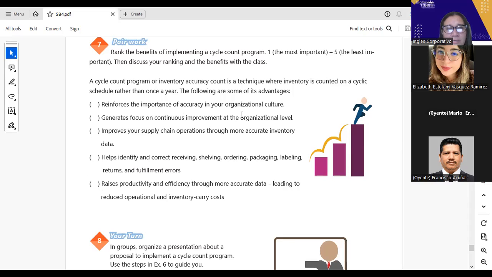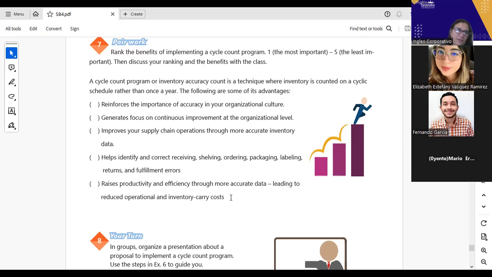Reinforce the importance of accuracy in your organizational culture. Generates focus on continuous improvement at the organizational level. Improves your supply chain operation through more accurate inventory data. Helps you identify and correct receiving, shelving, ordering, packaging, labeling, returns, and fulfillment errors. And raises productivity and efficiency through more accurate data, leading to reduced operational and inventory carry costs. So which one would be the number one advantage? Talking with Waldir, we agree that the most important could be the last one, raising productivity. Or the third one, because they are related.